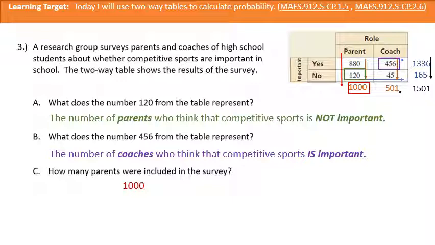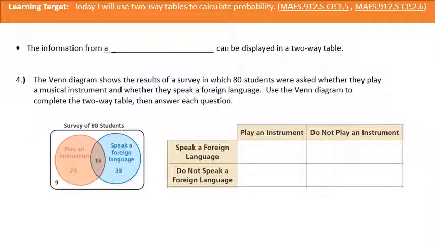All right, let's try number 4. So number 4 and 5, it kind of changes the game a little bit. Okay, so I got one more piece of notes, and I'm going to talk you through number 4 and give you a chance to try number 5 on your own.